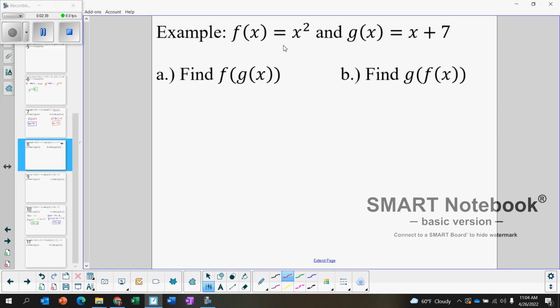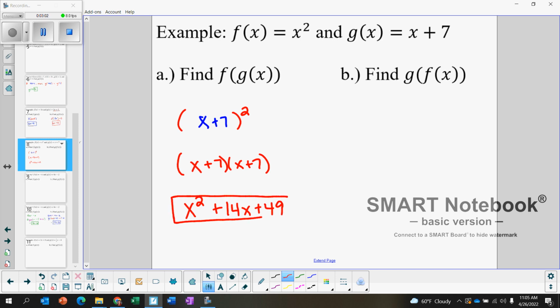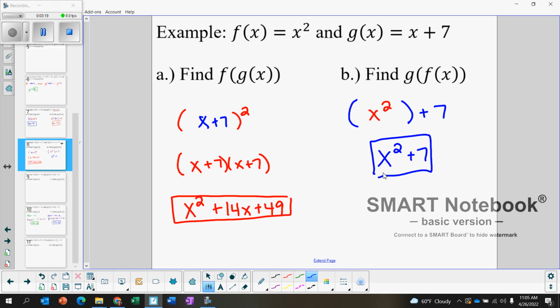All right, let's look at another one. So again, f of g of x, I'm starting with f of x, which is x squared. I plug in g to that, which was x plus 7. So now I'm doing x plus 7 squared, which is the same as x plus 7 times x plus 7, or a final answer of x squared plus 14x plus 49. Whereas if I wanted to do g of f of x, g was x plus 7, and I put f inside the parentheses, which means my final answer would just be x squared plus 7. There was no math to do.